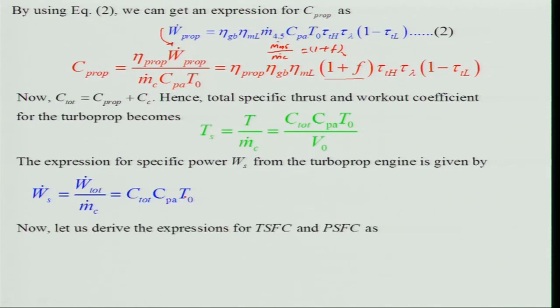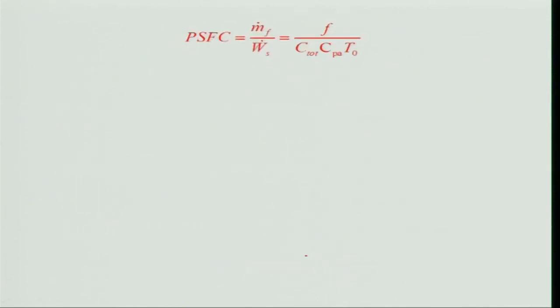So let us derive an expression for TSFC and PSFC. TSFC will be f into V0 divided by C_total CPA T0, and this is the same as what we did for the ideal engine, the ideal cycle analysis. PSFC will be a similar thing, the only difference being m dot f divided by the specific power produced by the engine in total, so that will be f divided by C_total CPA T0.